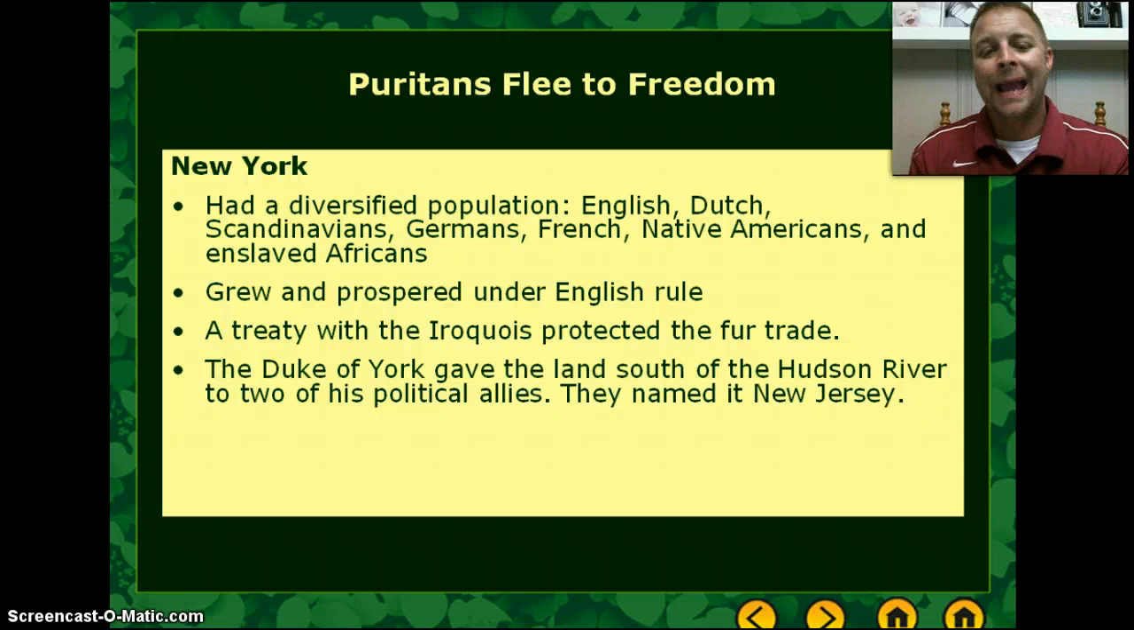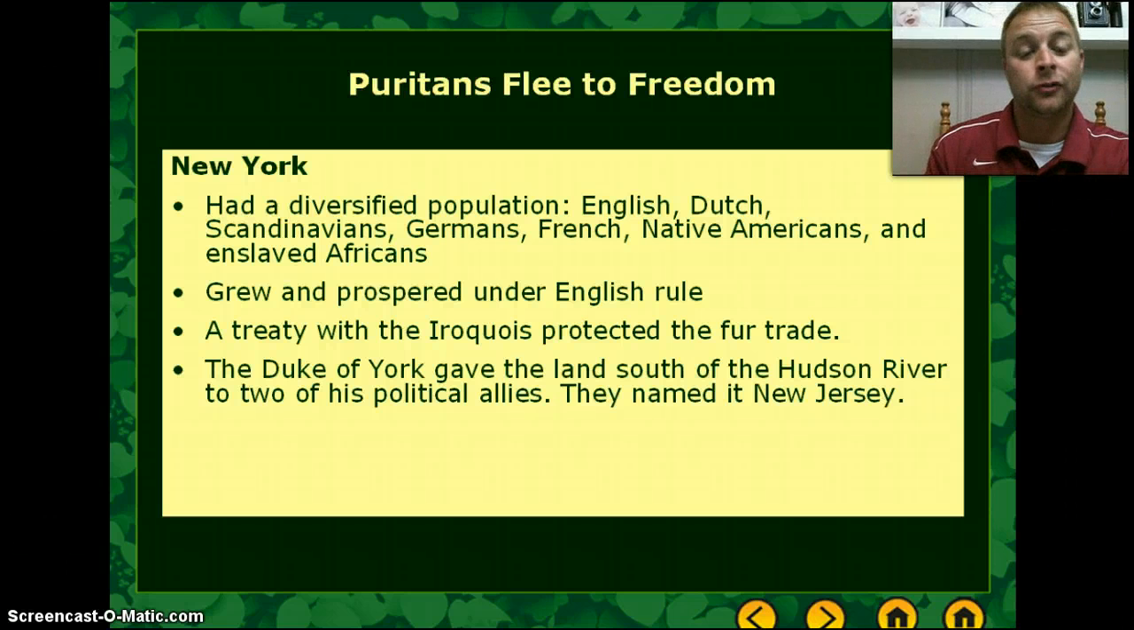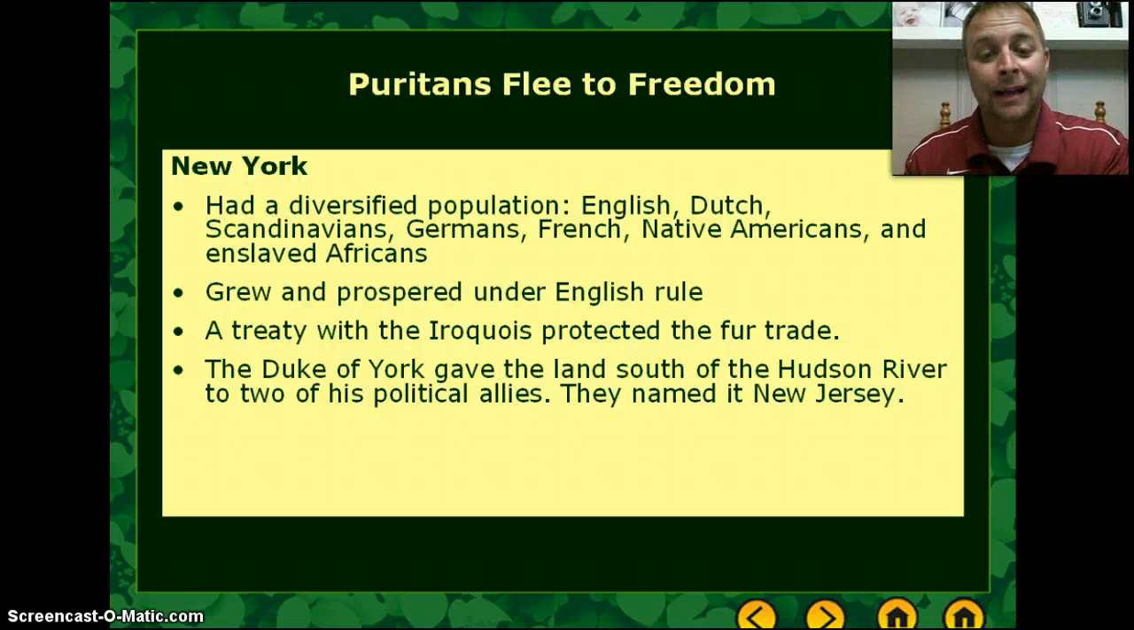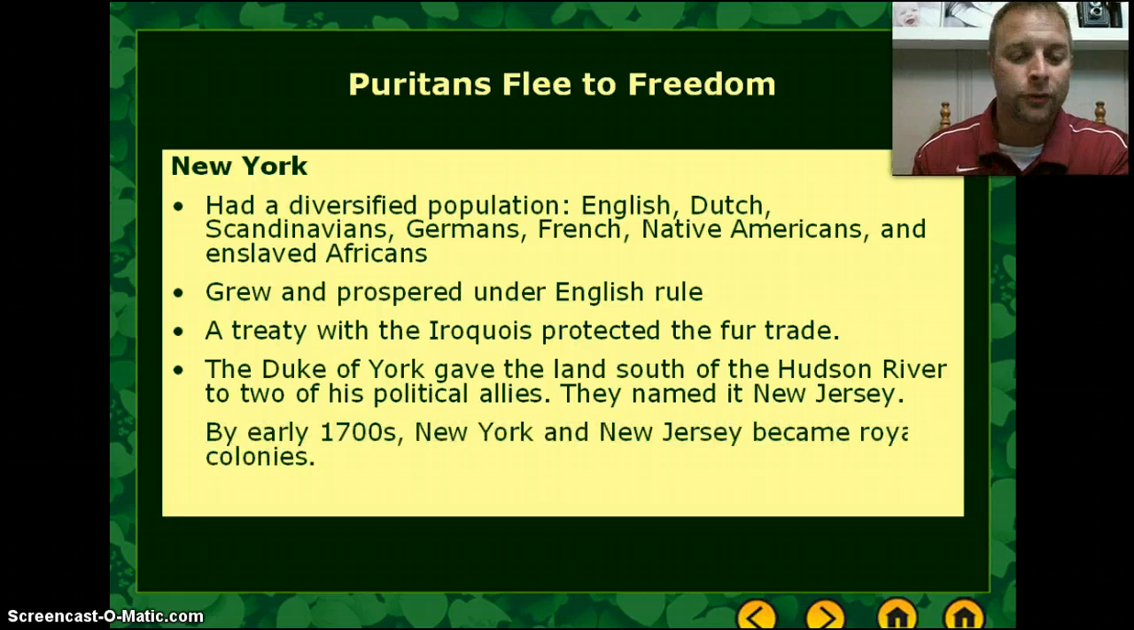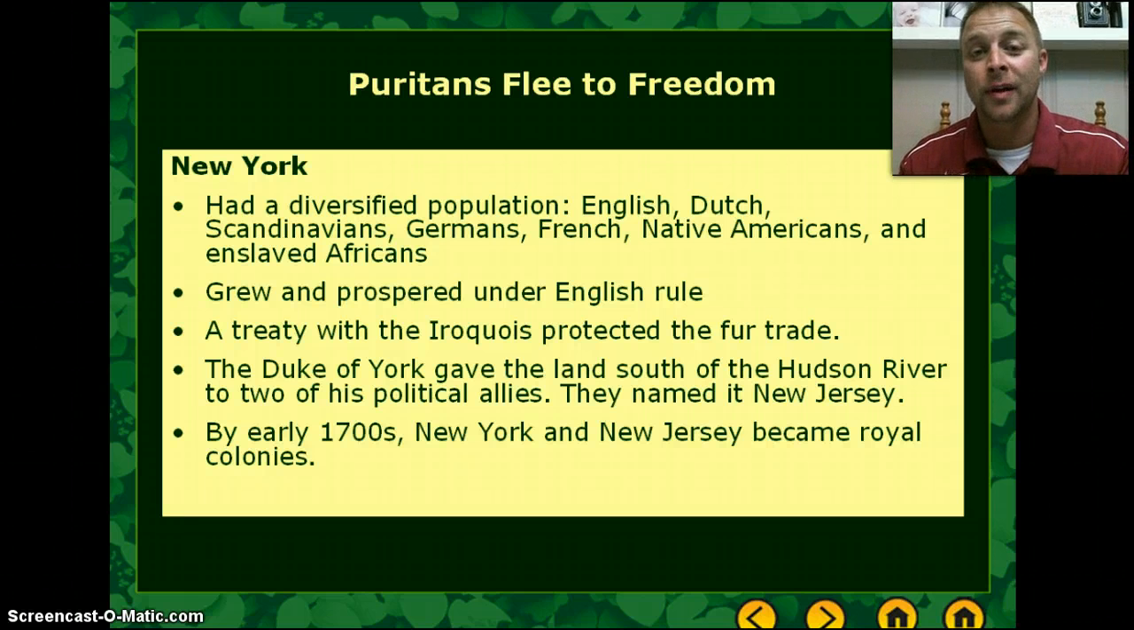So the Duke of York gave land south of the Hudson River to 2 of his political allies, who named it after the city of Jersey in England, and they named it New Jersey. So by the early 1700s, New York and New Jersey became royal colonies and are officially part of the British Empire. New York especially is very prosperous and urbanizes relatively quickly.